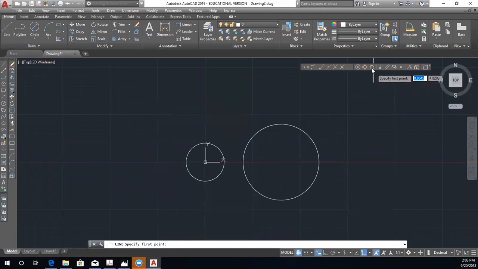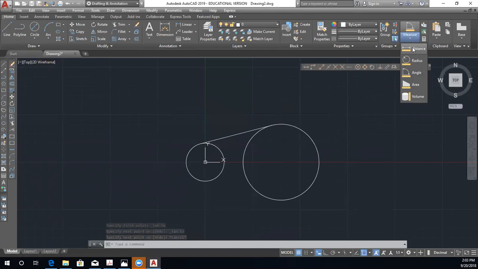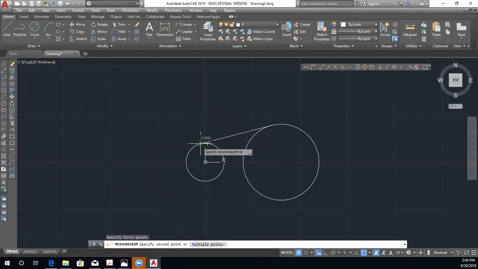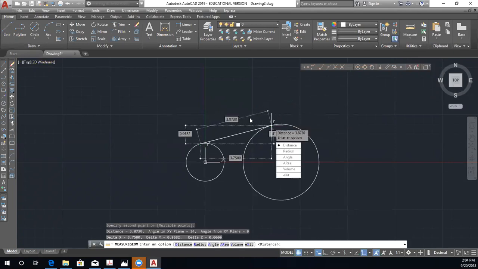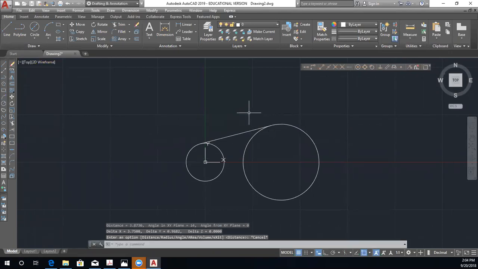And then we will draw a line that is tangent. So we'll use our object snap toolbar, tangent to this circle and tangent to this circle, escape. Okay, and we will use our measure again. So we want to measure the distance, the length of this line. That will be 3.8730, then escape. And then we want to measure the angle from here to this 0 degree line.